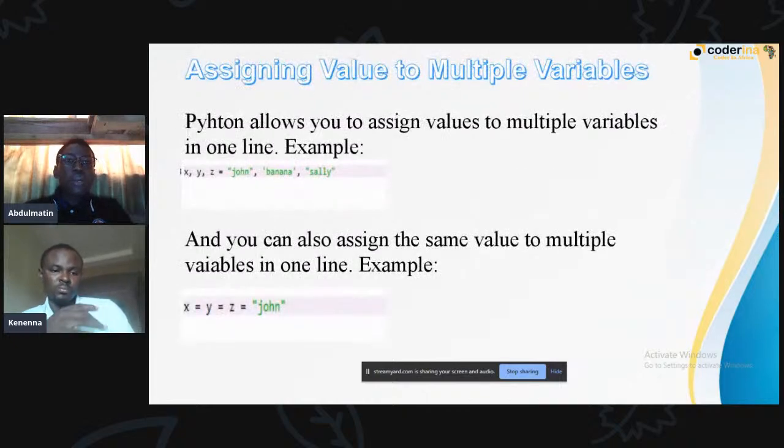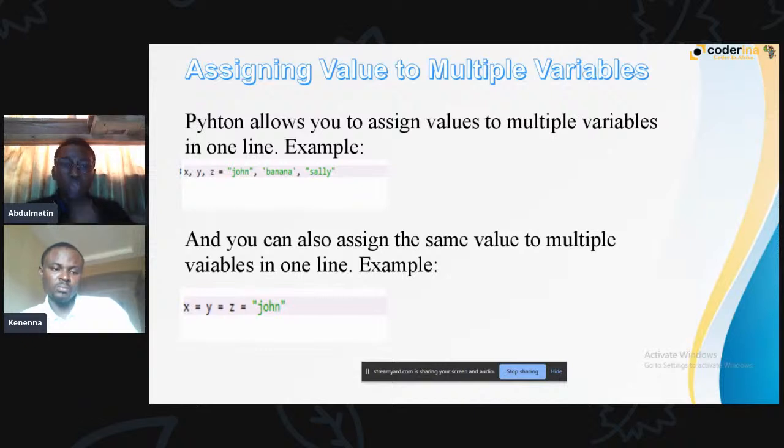So let's continue. Assigning values to multiple variables. Python allows you to assign values to multiple variables in one line. An example is x, y, z is equals to "John", 'banana', and "Sally". This means instead of me writing x is equals to John, y is equals to banana, and z is equals to Sally, I can also write x comma y comma z is equals to John comma banana comma Sally. You can see I'm using double quotes, single quotes, double quotes. It does not mean you have to use double quotes or single quotes in particular. This is just to show you an example. So I don't have to keep writing it on different lines. Python allows you to assign multiple values in one line.